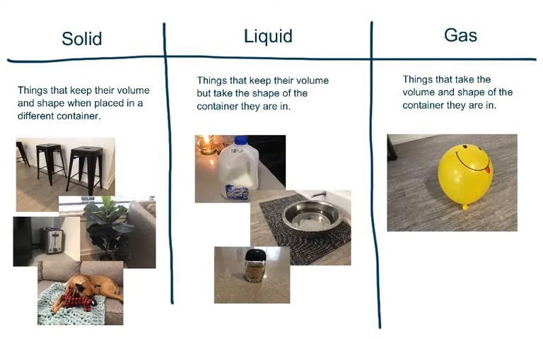Great job finding your items. What we learned today were solids are things that can keep their volume and shape when placed in a different container. Liquids keep their volume, but they take a different shape when they're moved into a different container. And gases change volume and shape depending on what type of container they're in.